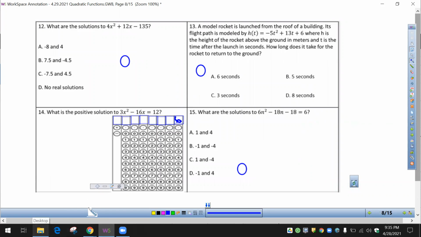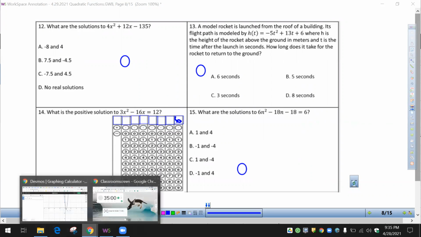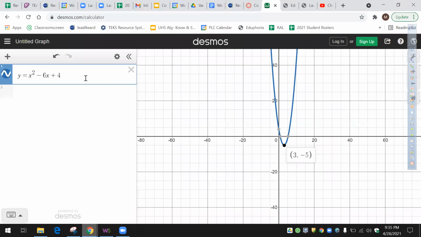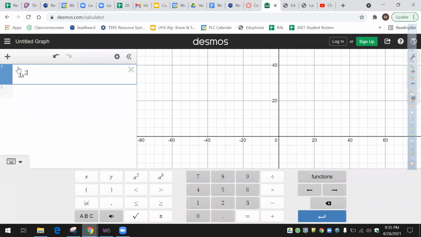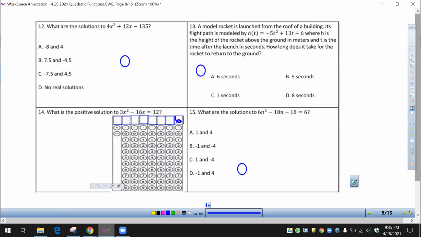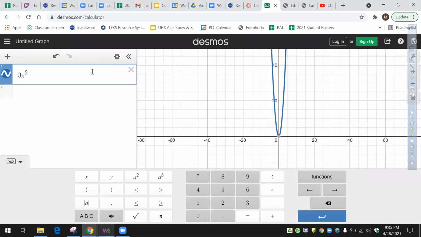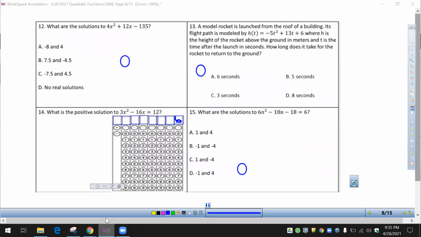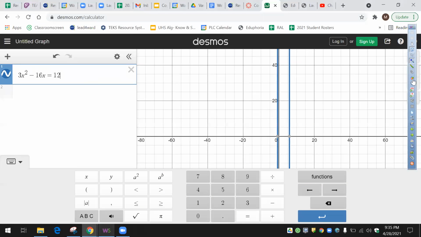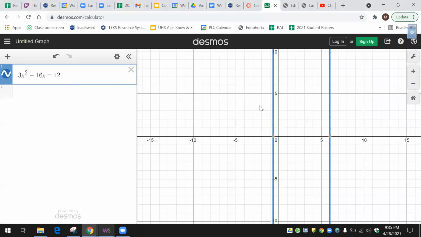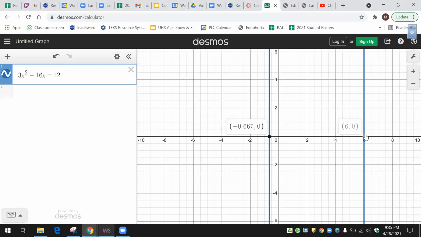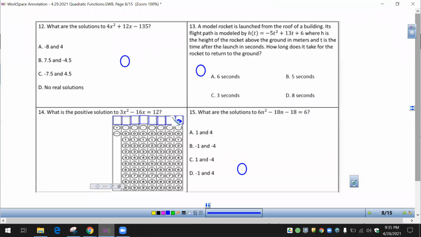Now, you're looking for the solutions. Whenever they ask you for solutions and they give you a quadratic, you want to go to the calculator and graph it. So you'll look for the zeros. These are the solutions, and you want the positive one, so you bubble in 6. All right, that's how you do that one.